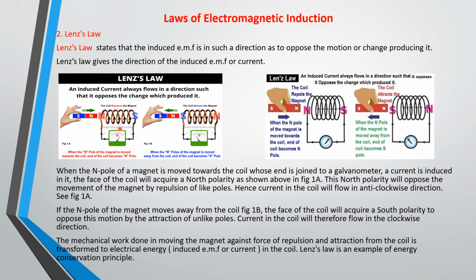Now the face of the coil that is close to the magnet will acquire a north polarity as shown in this particular picture. Because it has a north polarity, the current that will flow here will be in the anti-clockwise direction. This north polarity will oppose the movement of the magnet by repulsion of like poles, as I've discussed before. Hence, the current in the coil will flow in anti-clockwise direction. These are the drawings that you need to take note of in your examinations. They can give you the drawing and change the direction of the current. You will not even know.